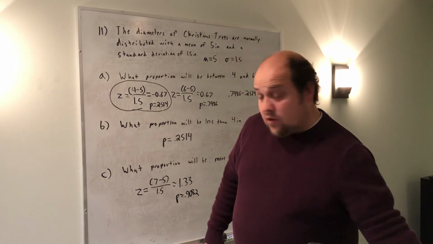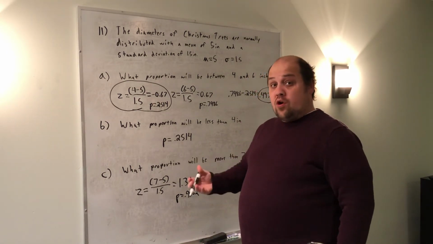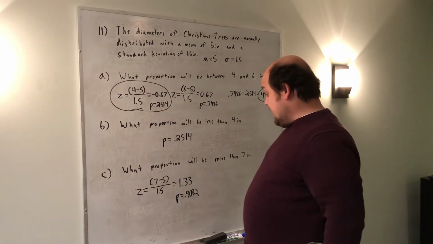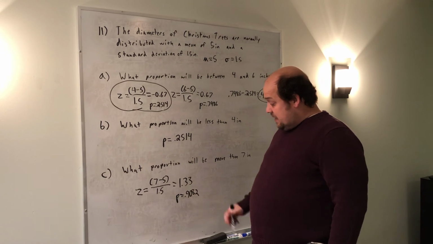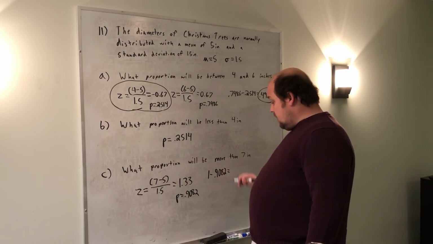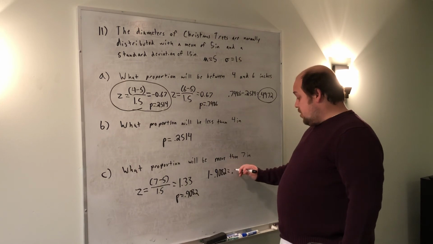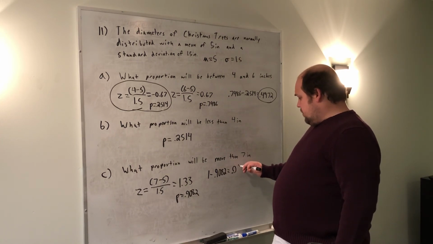Because it's a more than question, it said what will be greater than 7 inches, or what won't our stand be able to fit, that can only expand to 7 inches. I need to do 1 minus the table value. That works out to 0.0918.